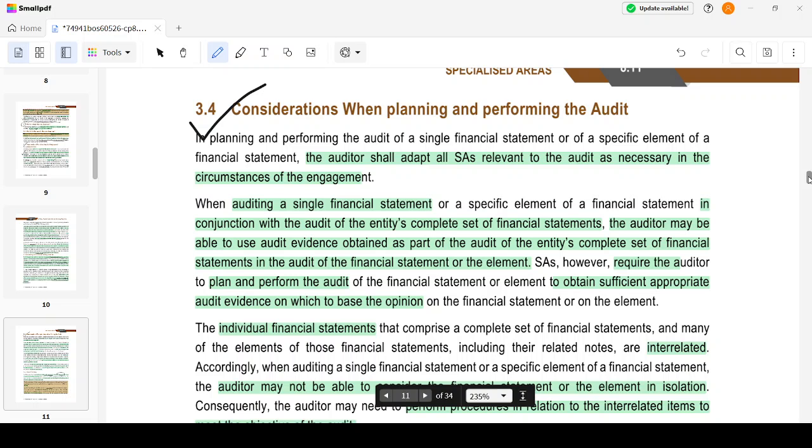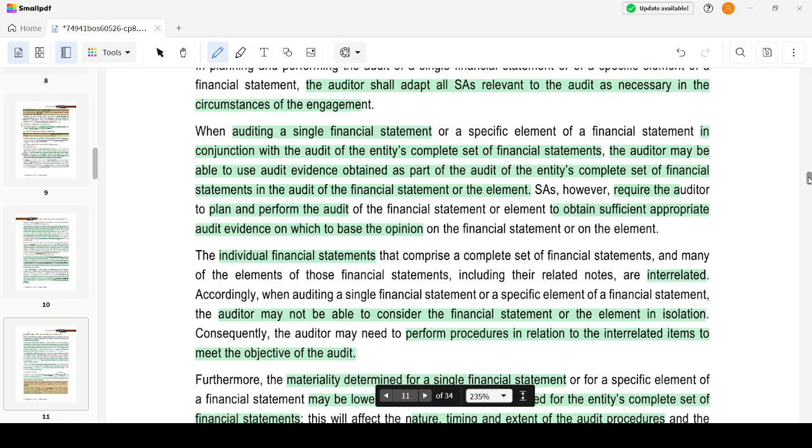Let's proceed. The individual financial statements that comprise a complete set of financial statements and other elements may be interrelated. Okay, so I may not be able to consider this particular item alone in isolation. For example, again, let's understand this with an example. I am doing an audit of inventory, so I will not be able to just opine on the inventory based on the inventory records alone. I should also know the purchase records, the creditors, I should also know the sales return, debtors. So that's when I will be able to opine in detail on the inventory records. So that's what I'm telling. So I cannot do it in isolation. I should do it with the other elements that are interrelated.